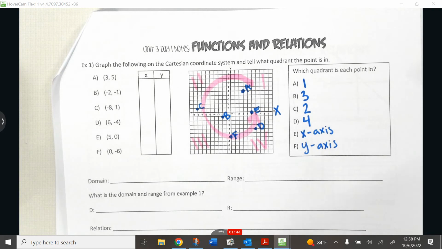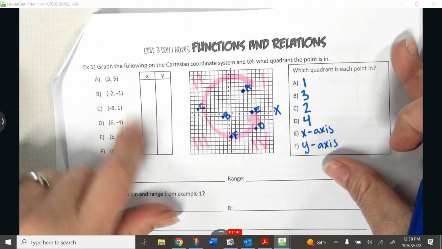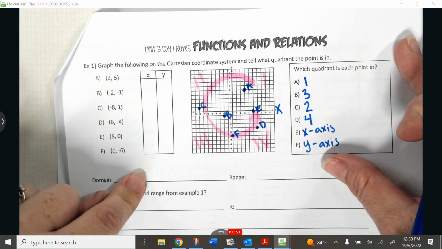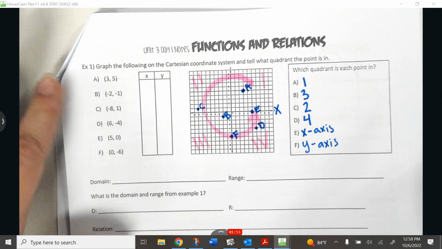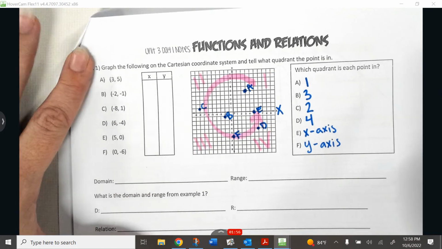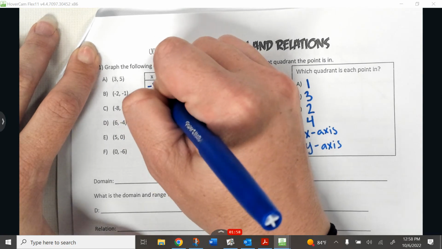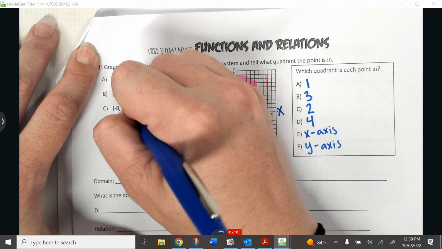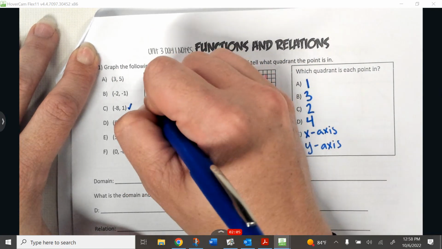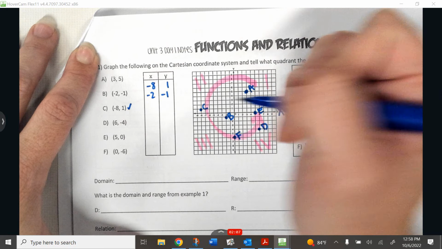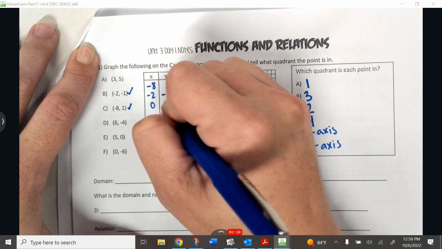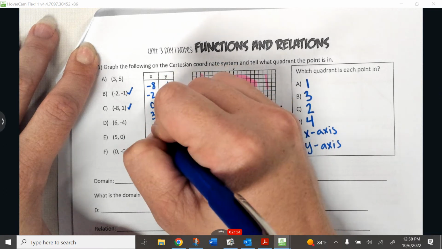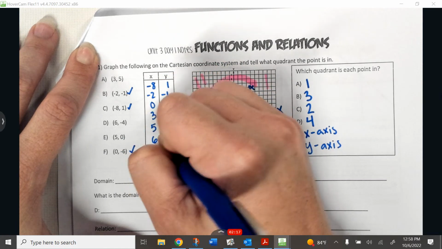Yes? Cool. And then when you fill this information into a table, you should always do X from least to greatest, right? X should be numerical. So what's my smallest X value? So we have -8, 1. Then what? -2, -1. Then what? 0, -6. Then we have 3, 5, 5, 0, and 6, -4.